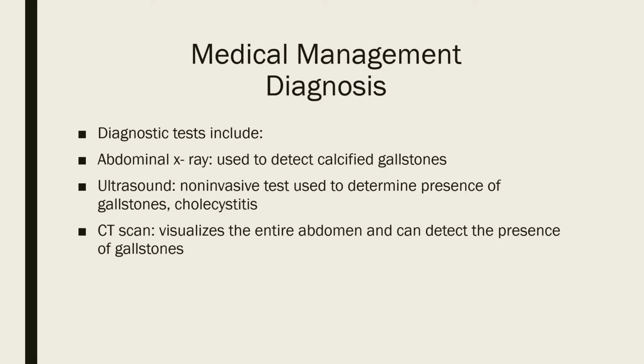All right, diagnosis. How is the doctor going to diagnose cholecystitis? Well, let's see. We can do an abdominal x-ray, and with the x-ray we can detect these calcified gallstones. He may order an ultrasound. An ultrasound is a non-invasive test that is used to determine the presence of gallstones or positive for cholecystitis. Or he may order a CAT scan. A CAT scan will visualize the entire abdomen and can detect the presence of gallstones.